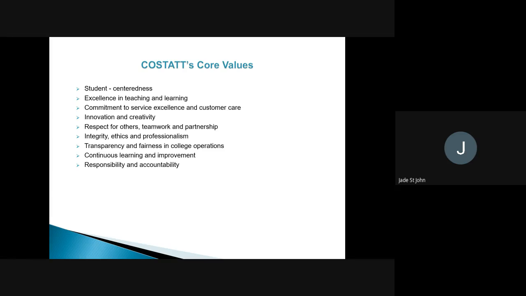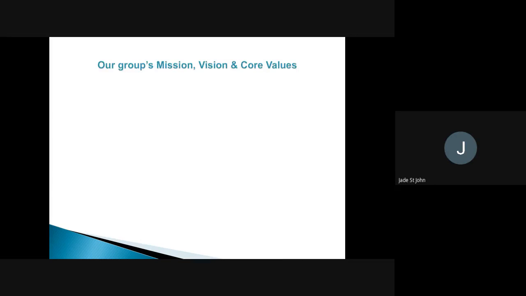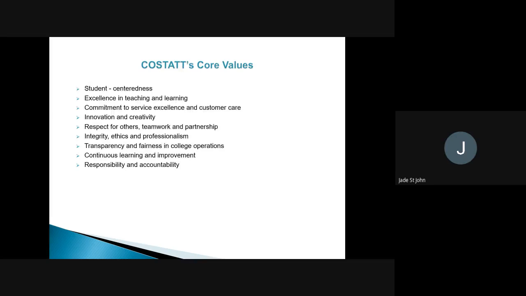Anyone else has any questions or concerns? No. All right, so if nobody else has any questions, has anybody in Costad ever encountered a Costad hall monitor?